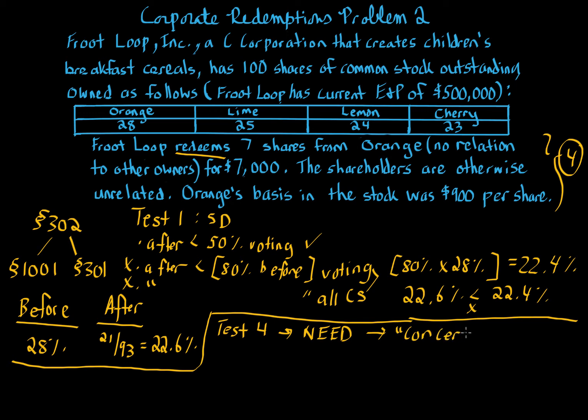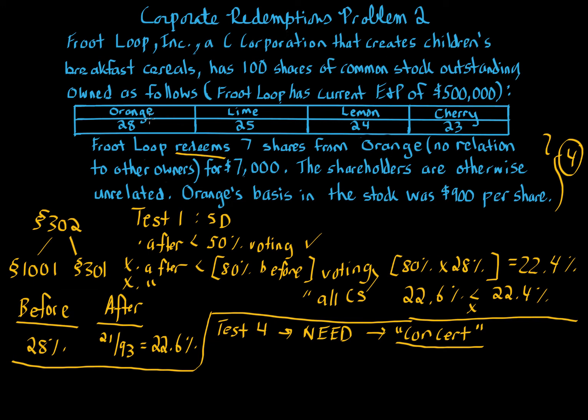So we haven't really seen Revenue Ruling 76-364 yet, but you're going to see it here. This fact pattern is specifically meant to get at Revenue Ruling 76-364. So the idea here is, okay, before the redemption, Orange has a measly 28%. Orange does not control the corporation. But look at the facts. Look in more detail. Think about the situation we have going on here.